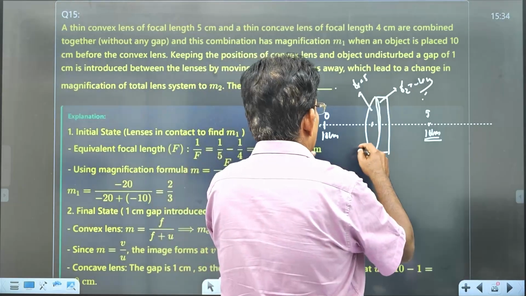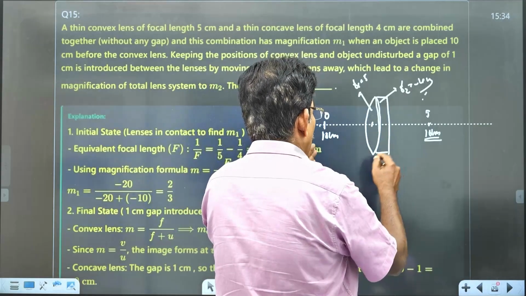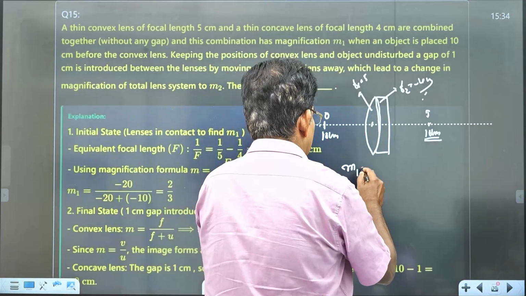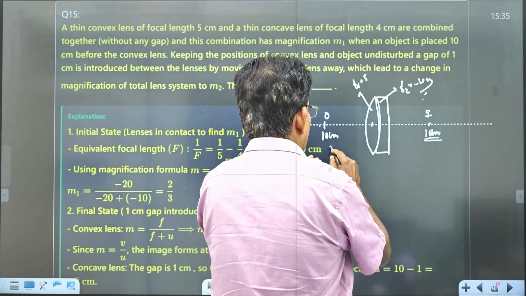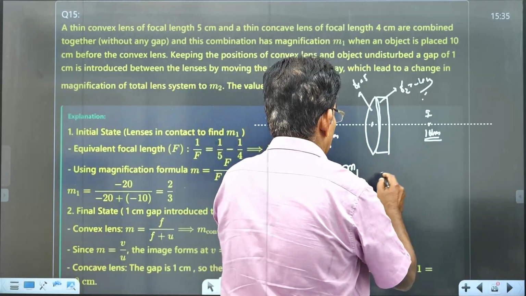Not calculating the magnification. Magnification of the first image, because the object is kept at 2f, the image will be formed at 2f on the other side.